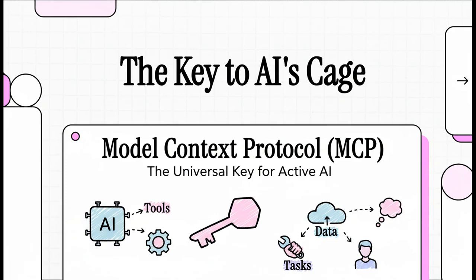All right, let's dive in. Today we're talking about a brand new protocol that is basically the universal key for AI. It's what's finally letting AI out of its digital cage to actually interact with our world. It's called the Model Context Protocol, or MCP for short. And trust me, it is completely changing what AI can actually do for us.